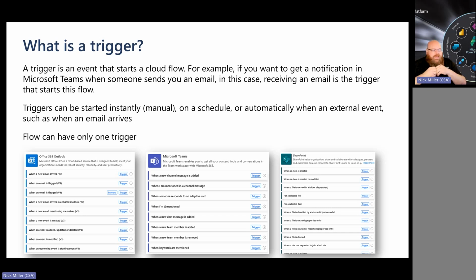So if you want to get a notification in Microsoft Teams when someone sends you an email, in this case, receiving an email is the trigger that starts the flow, right? We can have when an item is created in SharePoint, when an item is modified in SharePoint, when a new channel message is added to a specific Teams channel, when a new email arrives to your inbox or maybe is flagged or is sent from your manager. We can have those be just about any kind of trigger that's available with our connectors to be able to initiate an automated cloud flow.